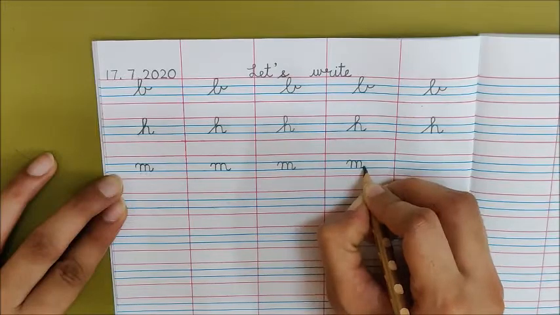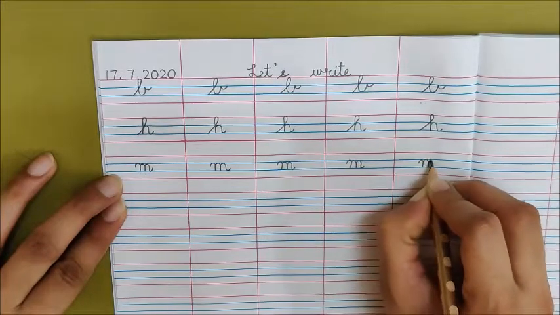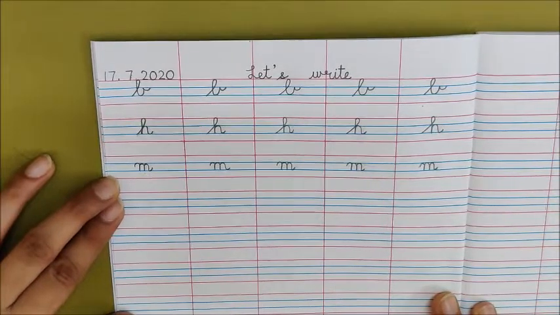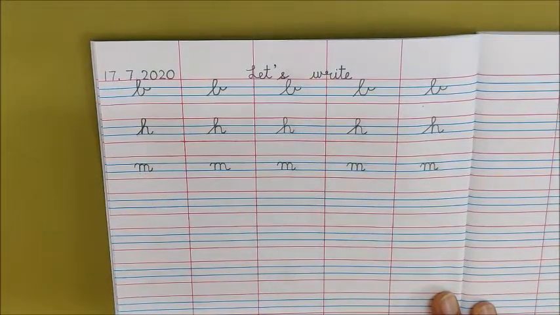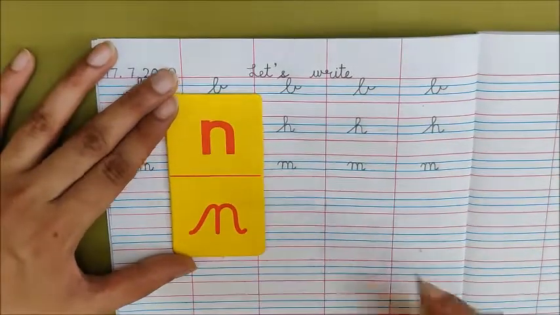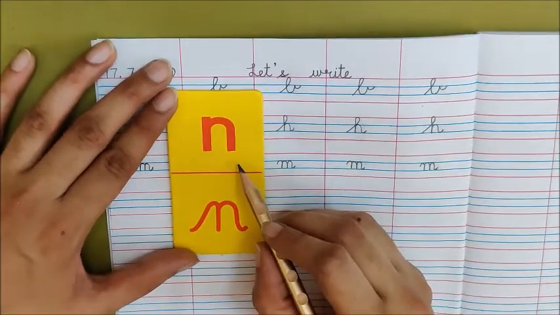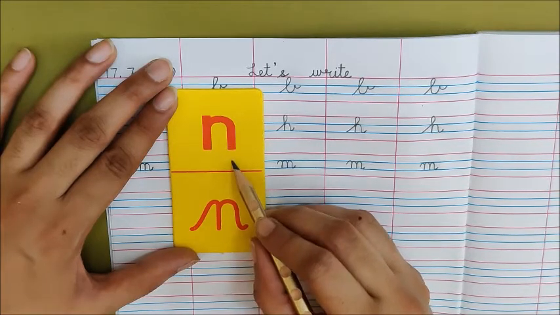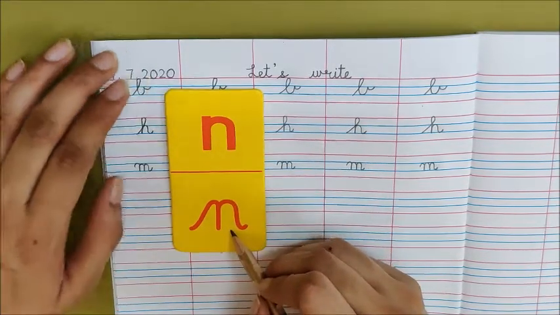M, M, M. Now, after writing letter M, comes the next letter. Which letter has come? This letter. Which letter is this, children? N. This is N in print and this is N in lowercase cursive.